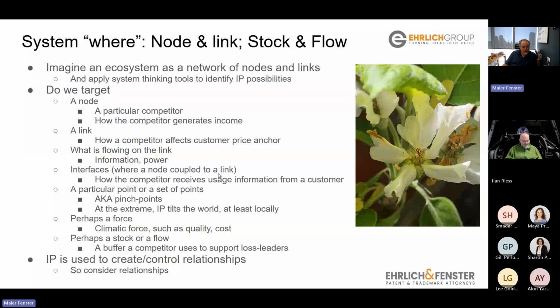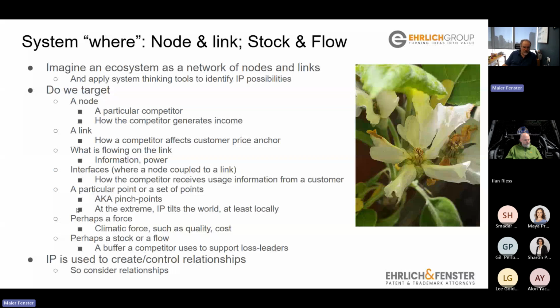There's something called a pinch point, which you're going to see in the next slide. But the point is that there are critical places like the Straits of Hormuz, and those places are perhaps the best places to put IP. Maybe what we're looking at is not the ecosystem itself, but some force that is applying to it. People are expecting an increase in quality. Or maybe we want to target a buffer that a competitor uses. Okay, if they have a buffer, they can undercharge for a while until we go bankrupt.